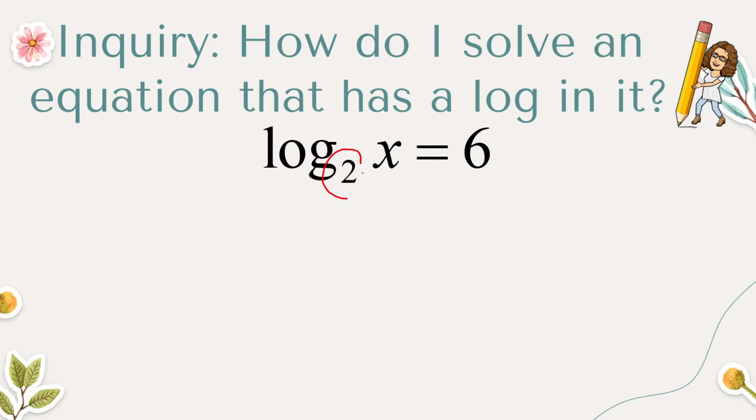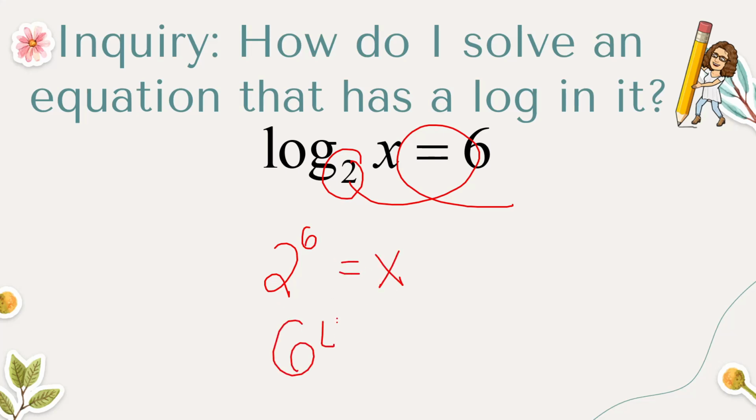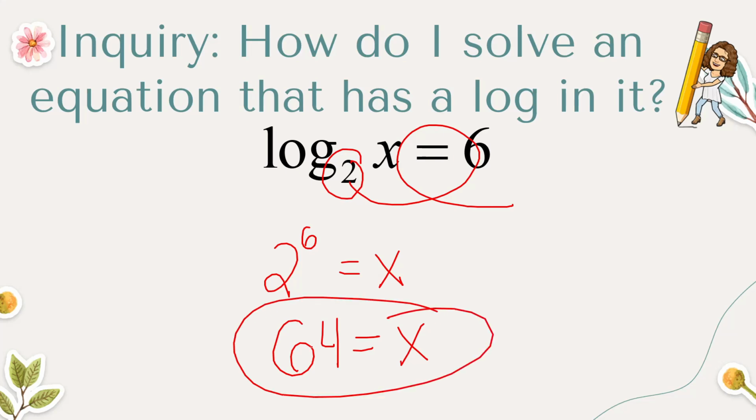So we're going to go base to the power equals the inside, right? So 2 to the 6th equals x. And 2 to the 6th, we know, using Mr. Calculator or your perfect world chart, x is 64. And again, plugging in that 64, we do not have a 0, nor do we have a negative. So 64 would be a good answer.